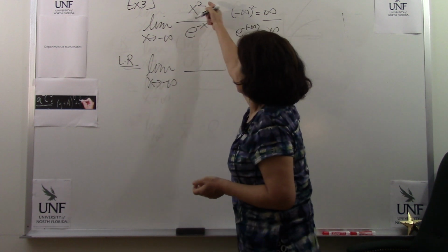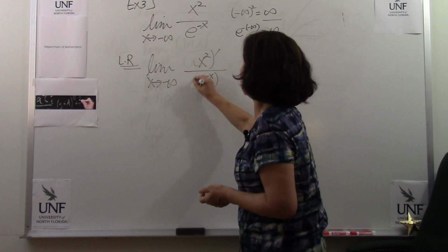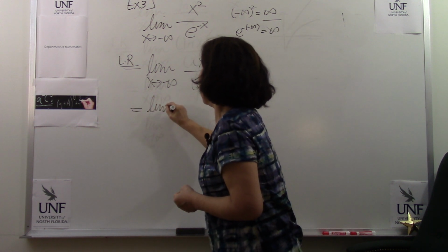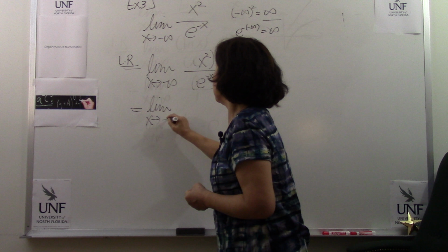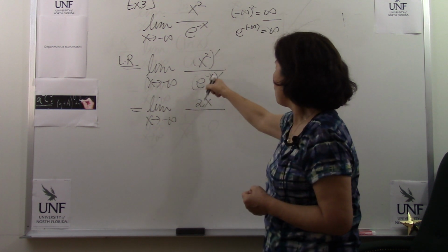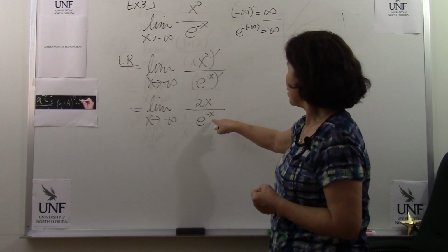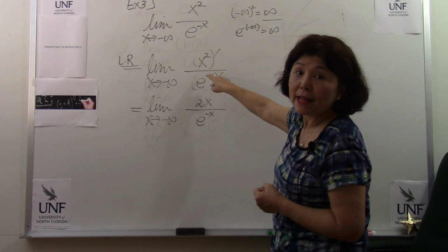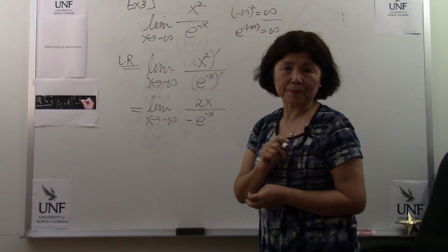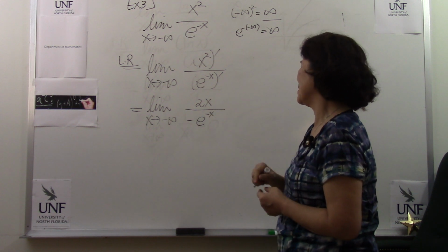X squared, the derivative, and e to the negative x, take a derivative of that. So now, what is the limit as x goes to negative infinity? The top one is easy, 2x, over the exponential function, e to the negative x. And then the chain rule will bring the derivative of the exponent, negative x. So it brings a negative sign over here. So what do you see? E to the negative x.